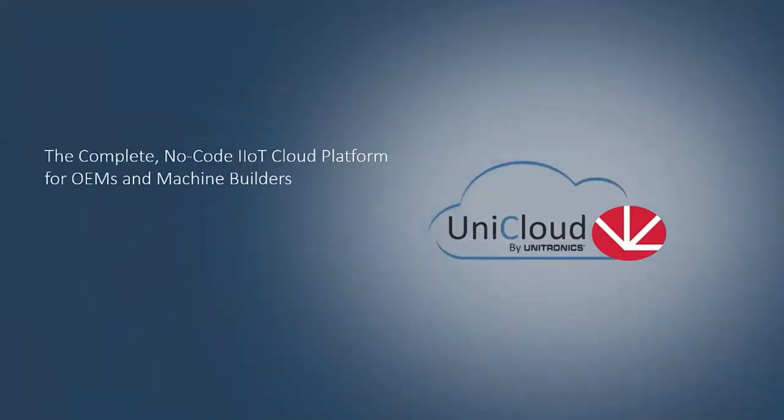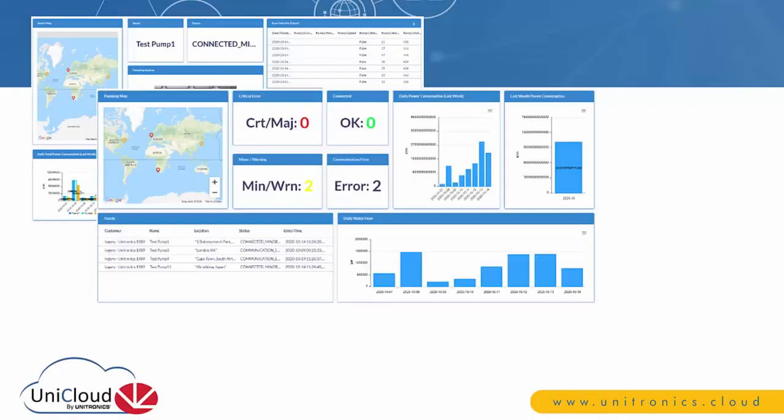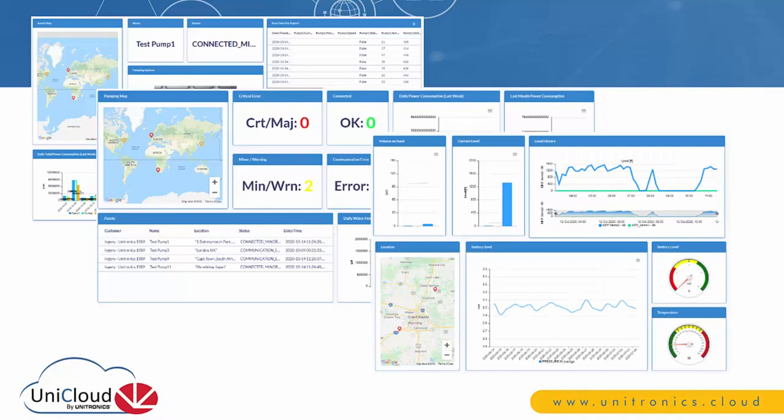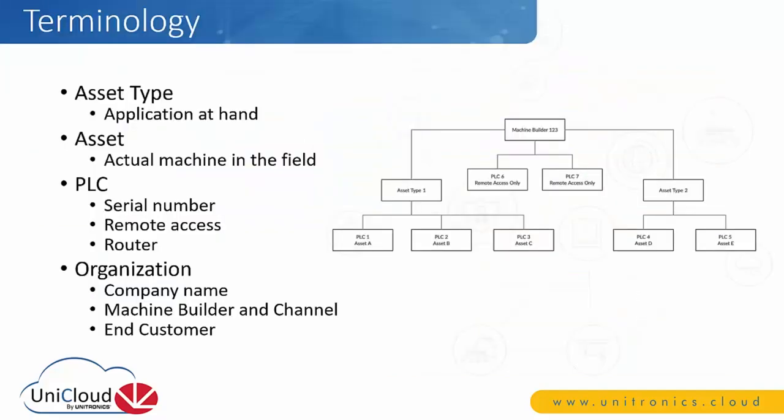UniCloud is the complete no-code IIoT cloud platform for OEMs and machine builders. UniCloud allows you to gather data and display in a format of your choosing, depending on the application at hand. To start, I would like to introduce some terminology that we will see throughout your UniCloud experience.